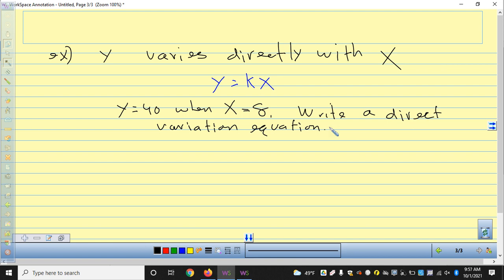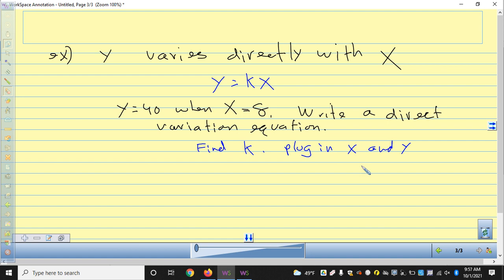Well, the key here is find k. We need to find k. And to do that, I'm going to plug in x and y into y equals kx. That's what a direct variation is. Well, y is 40 equals k, which we don't know yet, times 8. They tell us y equals 40 and x equals 8.